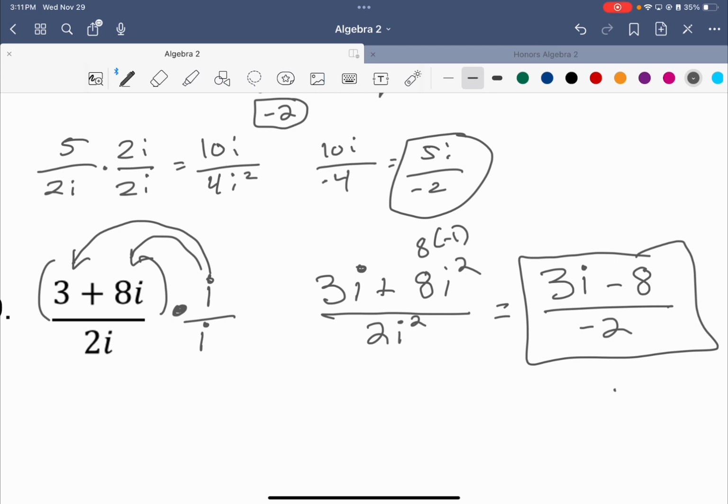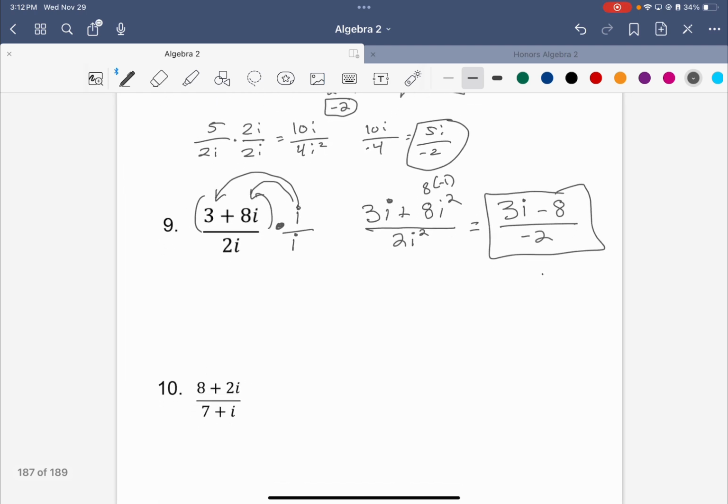Technically speaking, that's probably not the prettiest way in the world to write it, but I'm not overly concerned with you writing it the prettiest way right now. I'm concerned about you being able to make sure that i isn't in the denominator. We don't like that negative in the denominator for the 2 either, but it doesn't change anything really.